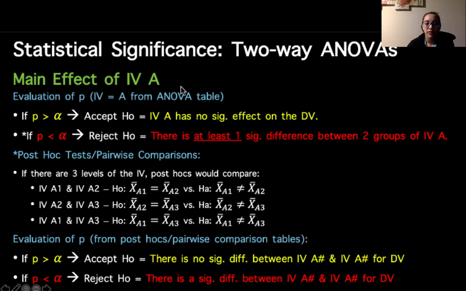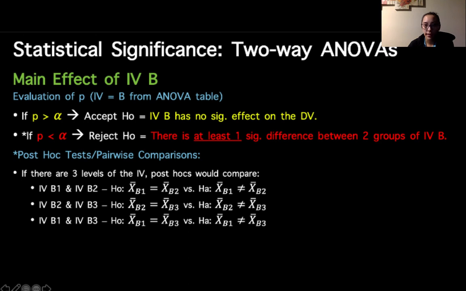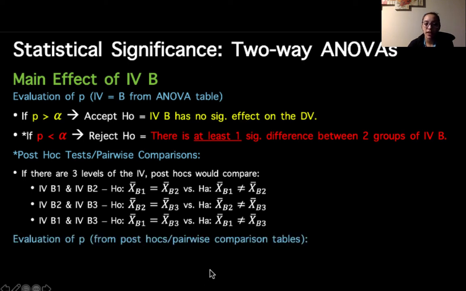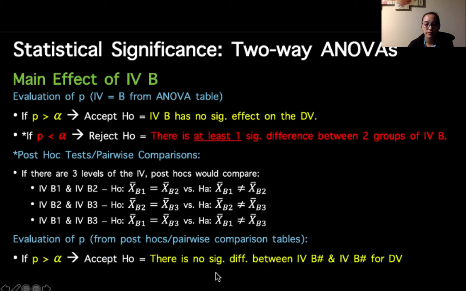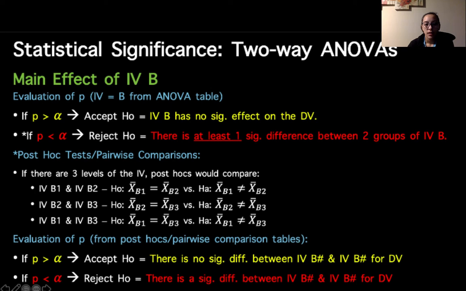So the main effect p-value just tells you if there potentially are significant differences or if there are not. And then pairwise comparisons tell you specifically which pairs are significantly different from each other. But you only look at these if you have a significant p-value for the main effect. We would do the same process for independent variable B. Okay, so determine if it's significant. If it is, you look at post hoc tests, and then that will help you identify where your significant pairs exist. And sorry, there's a lag. Okay.